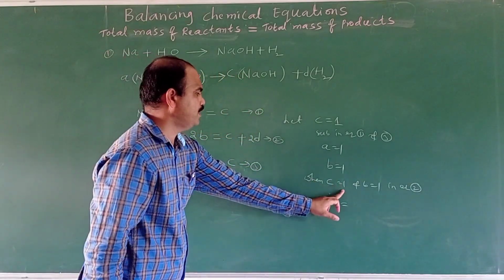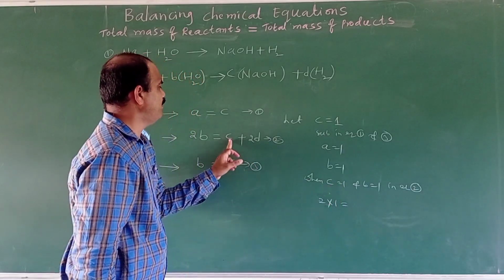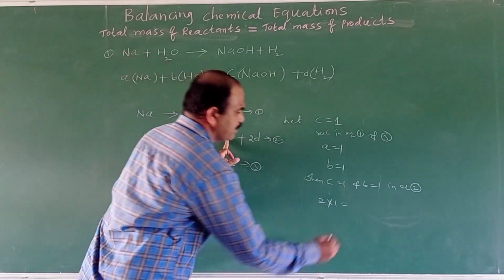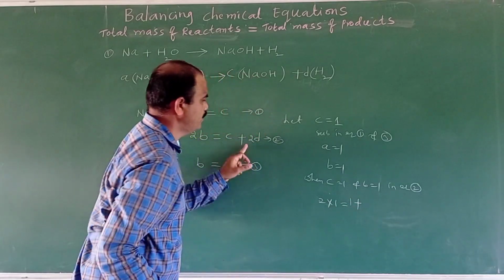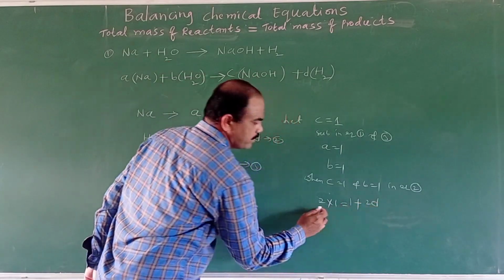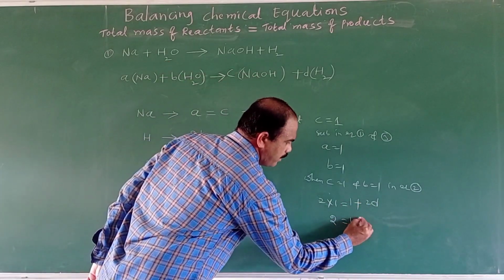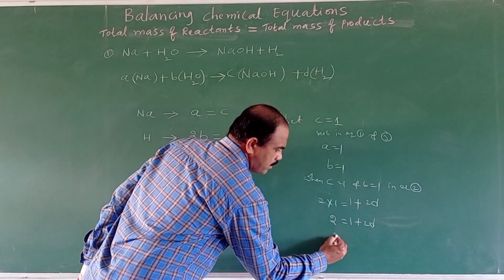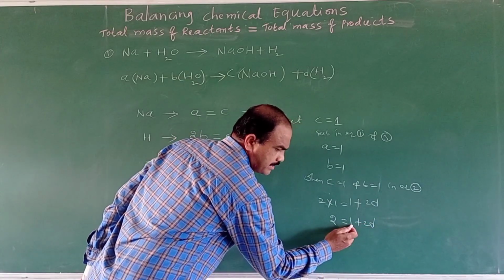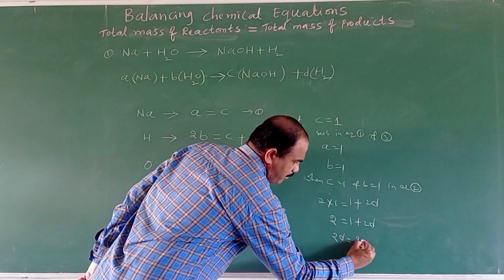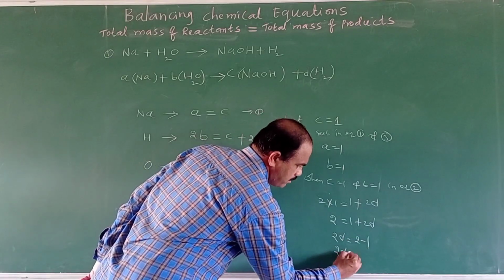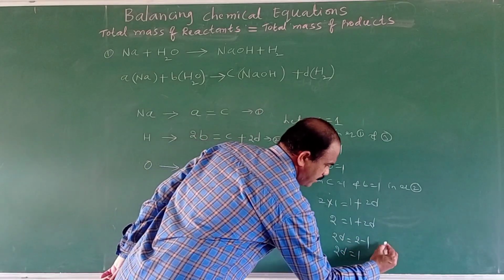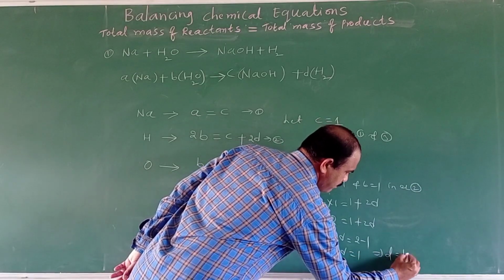So C equal to 1. When C equal to 1, what is the value here? C is 1, only one C is there. That's why 1 plus 2D. So 2 into 1, 2 equal to 1 plus 2D. So 2D equal to, when I bring this 1 to the left hand side, 2 minus 1, and 2D equal to 1. Then D equal to how much? D equal to 1 by 2.